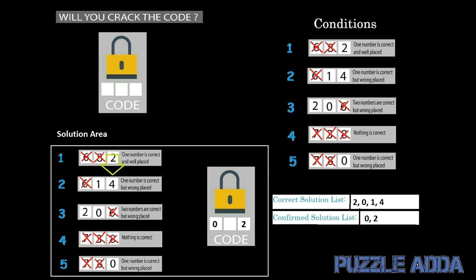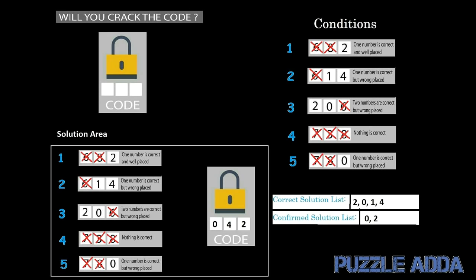Now we will take condition 2 into consideration, which says one number is correct but wrongly placed. So if we take the number 1 as the number which is correct but wrongly placed, it will contradict our code, in which only the middle position is left. The number which can be in that middle position is number 4, which fulfills condition 2, which says one number, that number is 4, is correct but it is wrongly placed. So we will fix position 2 in our code for the digit 4.